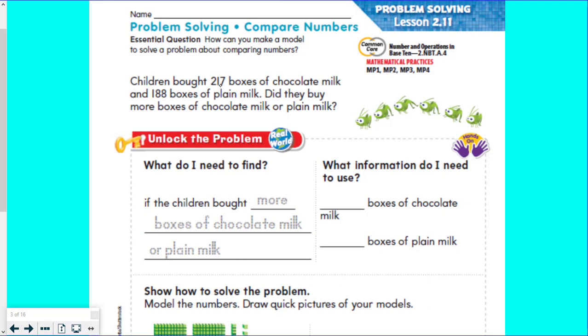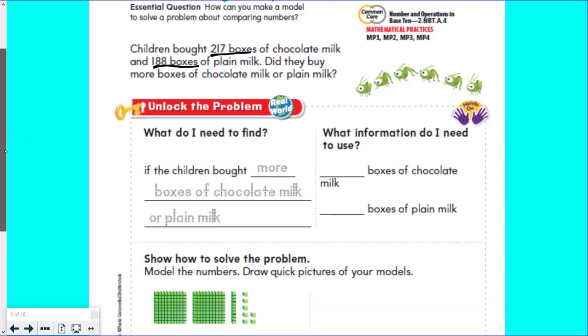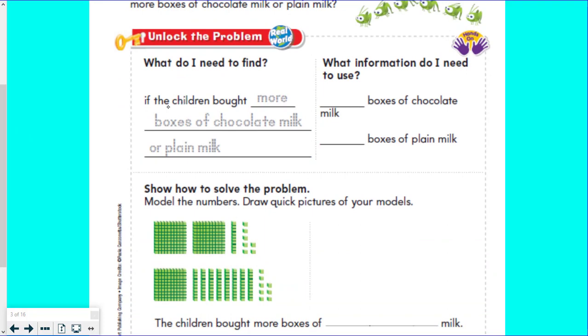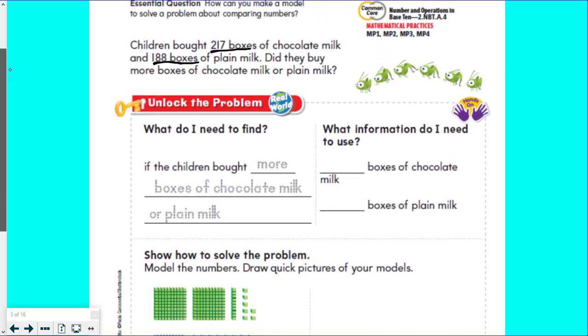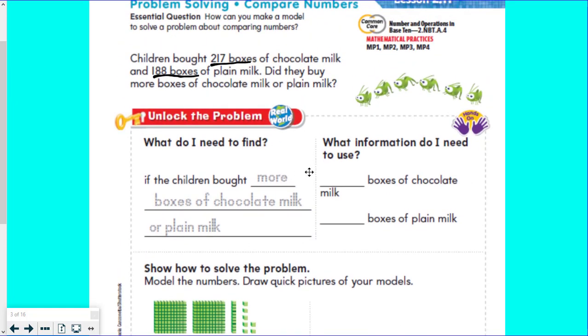So children bought 217 boxes, I'm going to underline that, of chocolate milk and 188 boxes of plain milk. Did they buy more boxes of chocolate milk or plain milk? Okay, so let's talk about how to unlock that problem. So here we go. What do I need to find? Well, we need to find the answer to that question. If children bought more boxes of chocolate milk or plain milk, right? What information do I need to use? Well, I need to know how many boxes of chocolate, and I need to know how many boxes of plain.